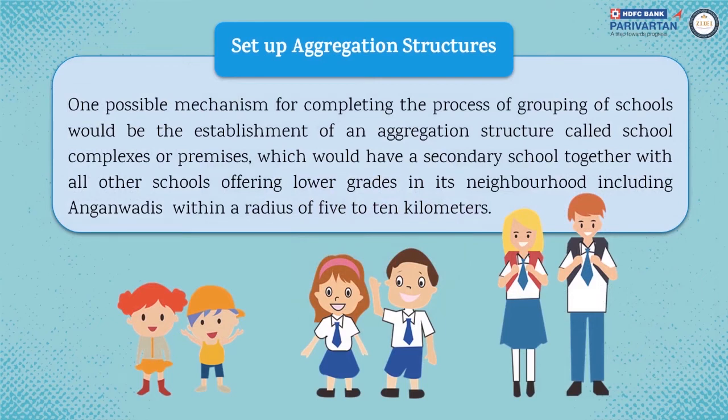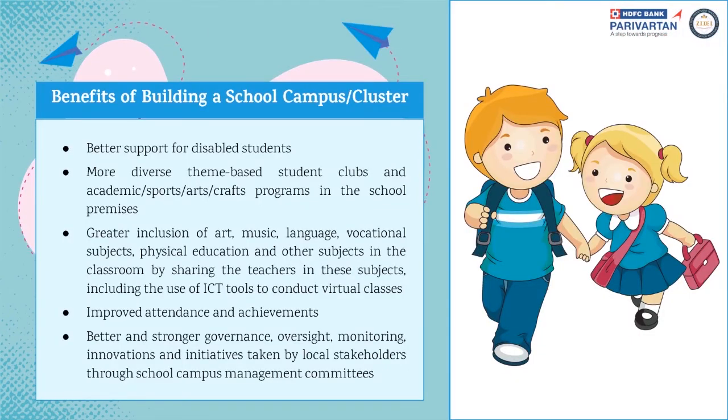Setup of aggregation structures. There is one possible mechanism for completing the process of grouping of schools, and that is the establishment of an aggregation structure called school complexes or premises, which will have a secondary school together with all other schools offering lower grades in their neighborhood, including Anganwadis, within a radius of 5 to 10 kilometers. The benefits of building a school campus or cluster.